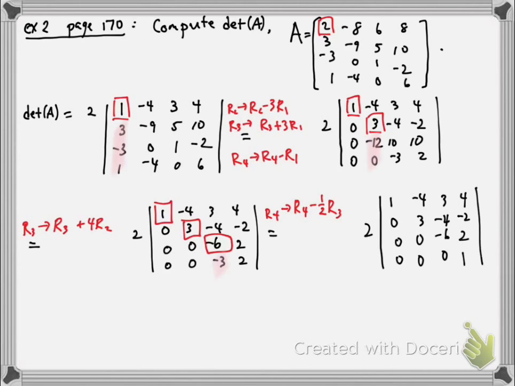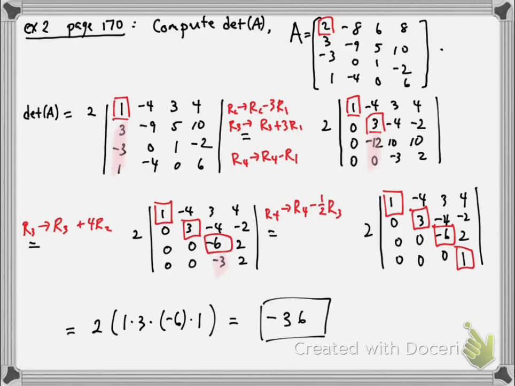And so I get that the determinant of A is equal to 2 times the determinant of this upper triangular 4x4 matrix here. Well, upper triangular matrices are easy to compute the determinant of. It's just the product of the diagonal entries. And so the determinant of A is 2 times the product of the diagonal entries I boxed here in red. And I compute that product, and I get minus 36.